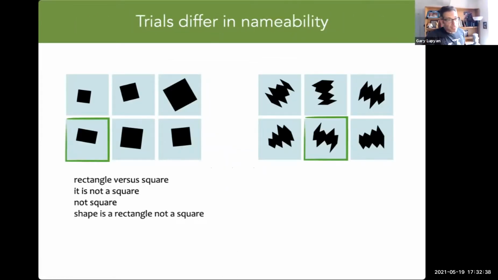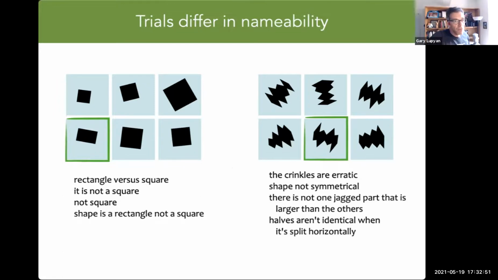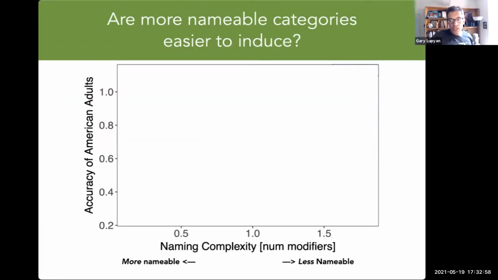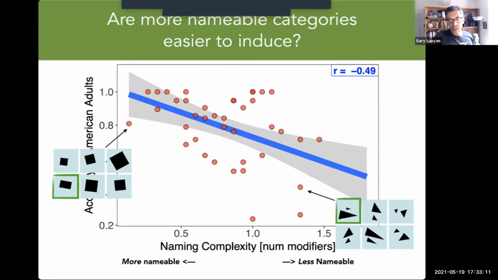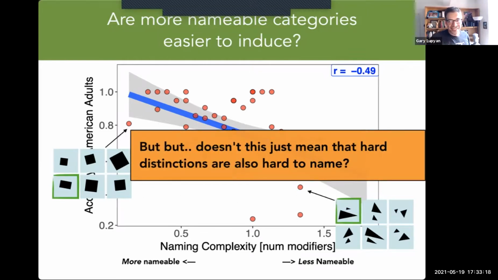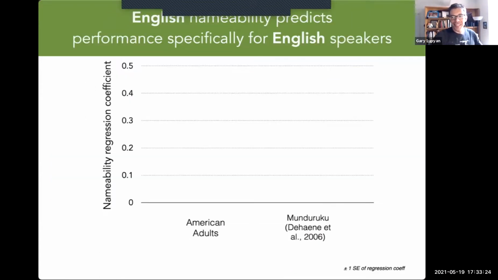Now, namely, these different trials vary in nameability. So if you ask people what makes this one different from these, English speakers all say it's not a square versus rectangle, and so on. For something like this, people say all sorts of things. Okay, so the first thing we can do is, just for American adults, does naming complexity, in this case measured as the number of modifiers people used in their names, predict performance? Yes, it does. Here are the easy to name ones. Here are the more difficult to name ones. Now, of course, the obvious thing is that, well, doesn't this just mean that hard distinctions are also hard to name? Yes, but that's not the whole story.